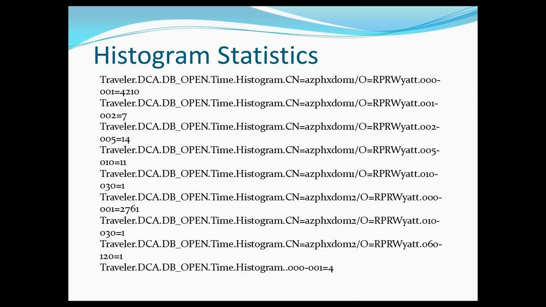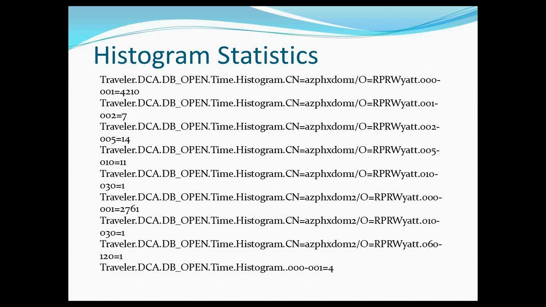that happened 4,210 times. And now the next line underneath it says 001-002 equals 7. So that means the number of times that it had to open up a mail file on DOM1 and it took between 1 and 2 seconds was 7 times. And then the next one down, between 2 seconds and 5 seconds, well, that happened 14 times.